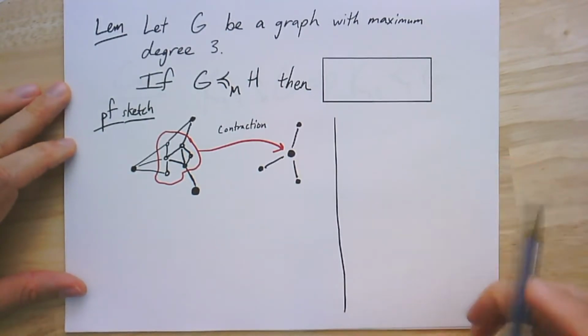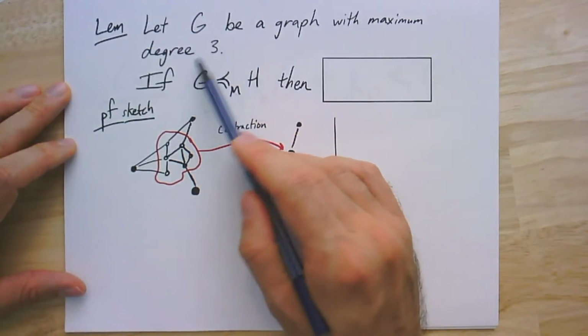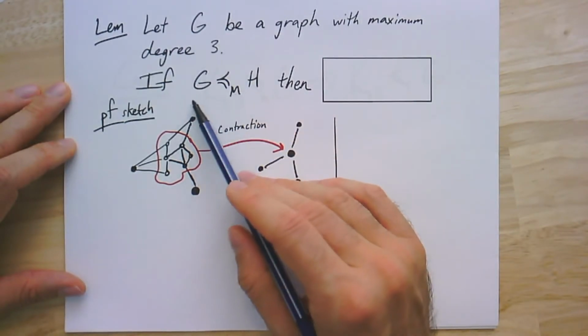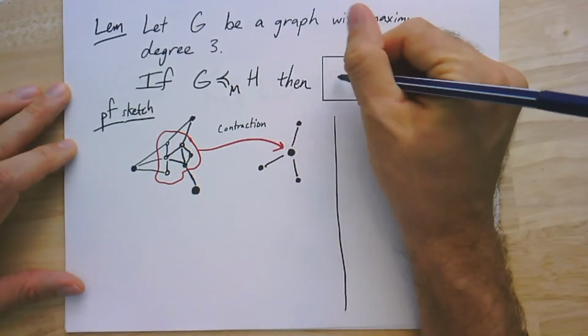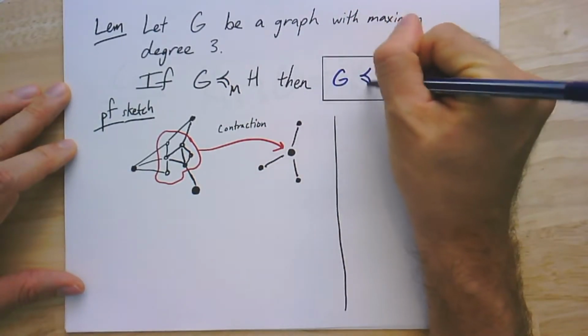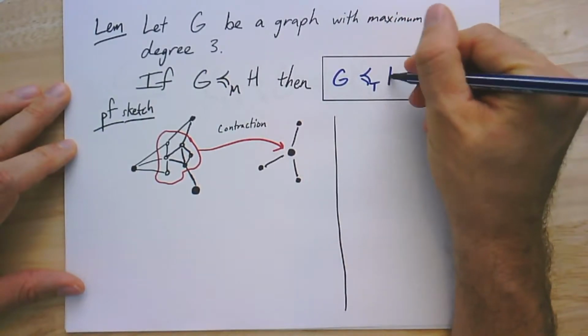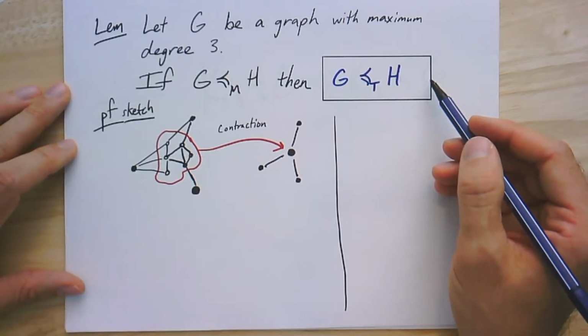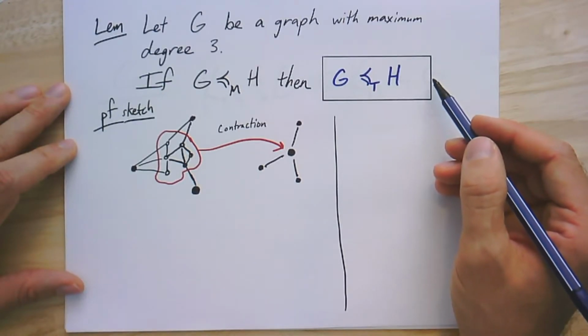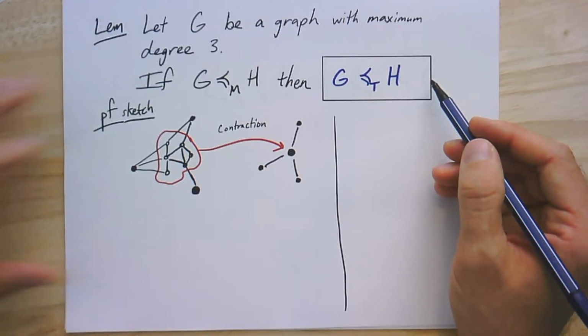and that is the following. If G is a graph with maximum degree 3, if G is a minor of some other graph H, then G is a topological minor of H. In other words, degree 3 minors are topological. I think that's how I wrote it on the intro slide.